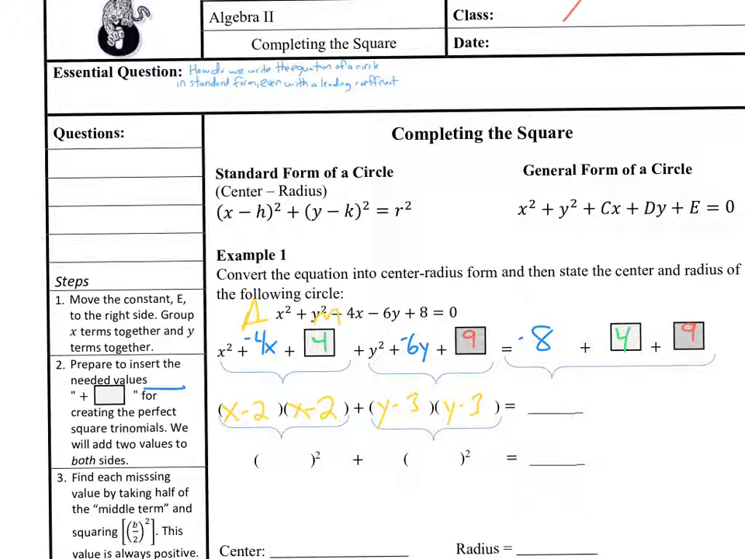Helps to have the pen instead of the pointer. Well, x minus 2 multiplied by itself. Anything multiplied by itself, if you see x times x, or 4 times 4, or y times y, you're going to write it as something squared. So down here, we're going to have an x minus 2 squared, and right here, a y minus 3 squared. And that's going to equal 5.